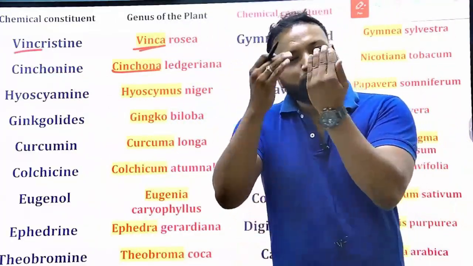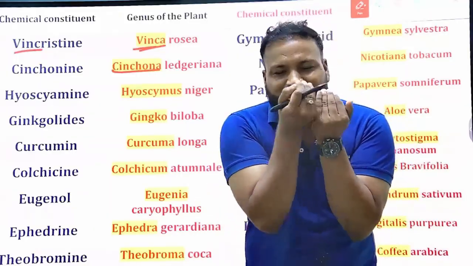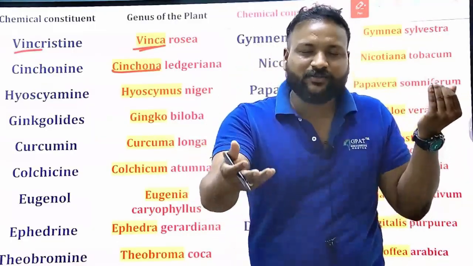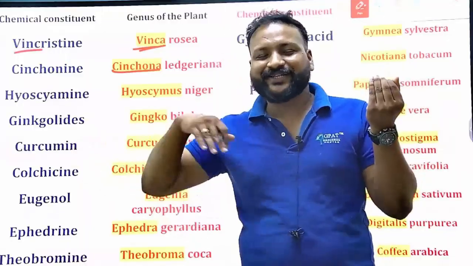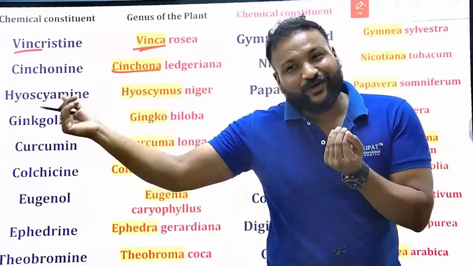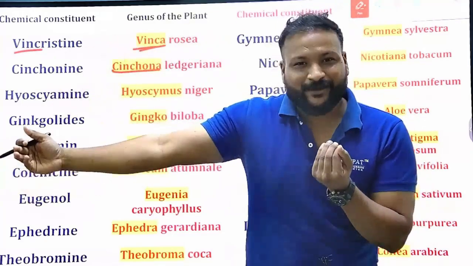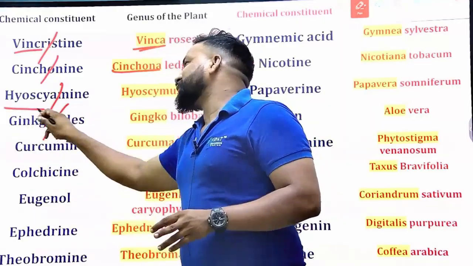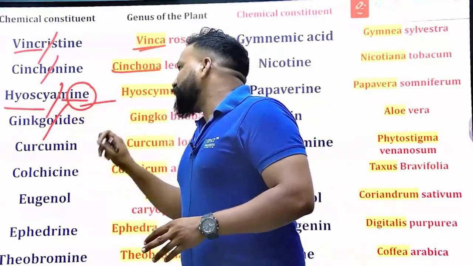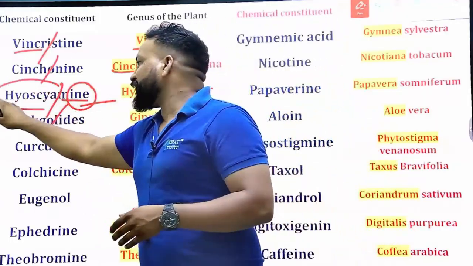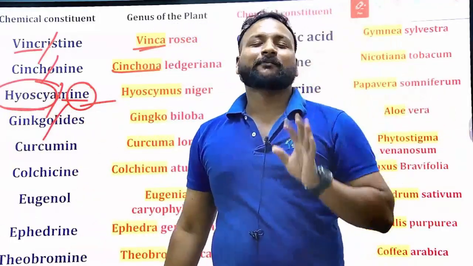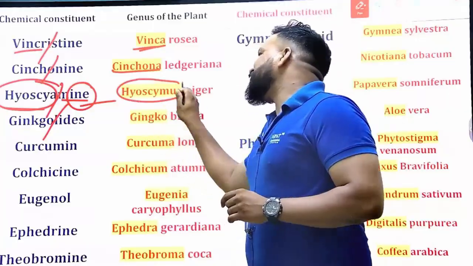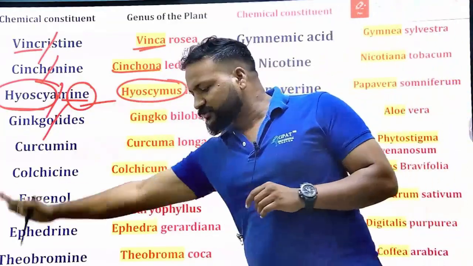Chemical constituent names divide into two parts. The first part is the prefix and the second part is the suffix. The suffix tells whether it is an alkaloid or glycoside or resin, whereas the prefix tells you the plant name itself, because most chemical constituents are named from the genus name of the plant.